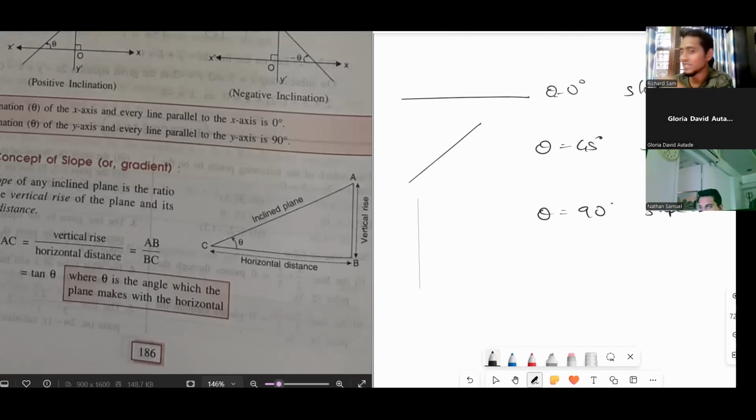Tan values. Tan 0 degrees is 0. Tan 45 is 1. Tan 90 is infinity. So that's the formula to find slope. Just do tan theta. Okay. So slope is represented by the alphabet M. And to find M, the formula is tan theta. This is one formula.